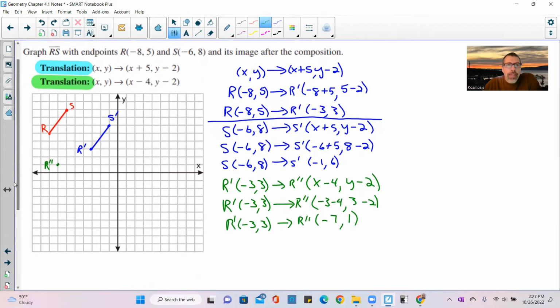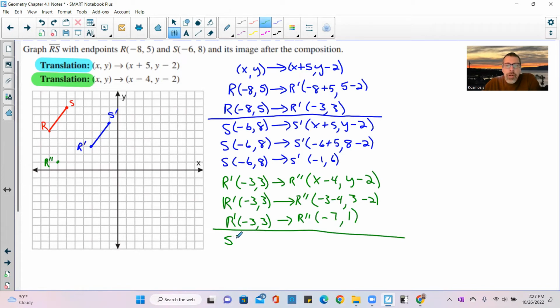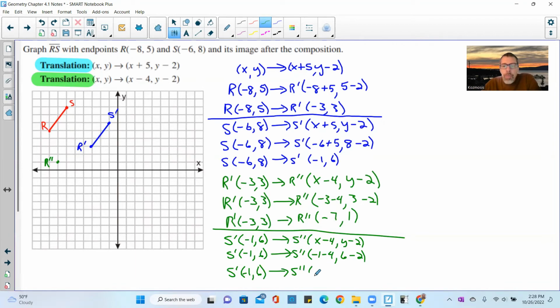Okay, so I'm going to do the same with S. So let me just draw a line here, and then I'll say S prime, which is right here, negative 1, 6, is going to get translated to S double prime, which is X minus 4, comma Y minus 2. Okay, I'm just following this rule again. So S prime is at negative 1, comma 6. It is going to S double prime, when I substitute in my negative 1 for X minus 4, and my Y is 6 minus 2. Negative 1 minus 4 is negative 5. 6 minus 2 is 4. So I'm going to go negative 1, 2, 3, 4, 5, up 1, 2, 3, 4. There is my S double prime.